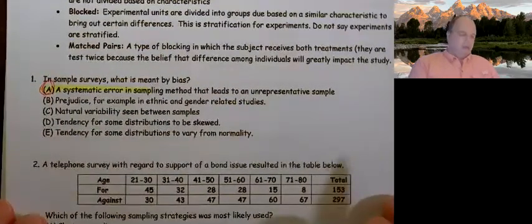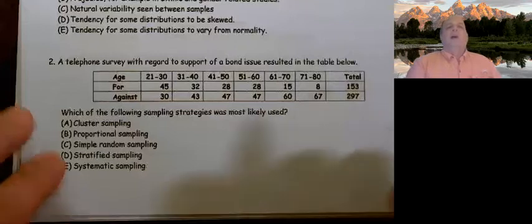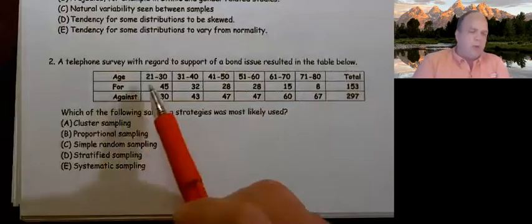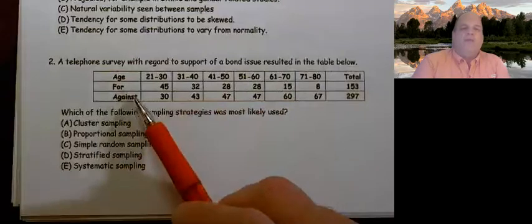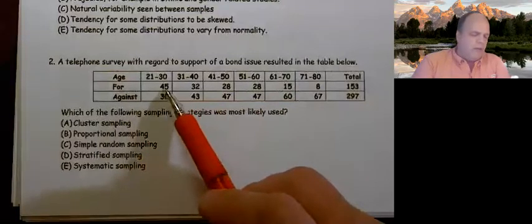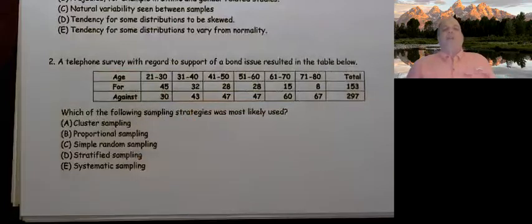All right, part 2, question 2. A telephone survey with regard to support of a bond issue resulted in the table below. Well, we have the table and it's broken down by age category. And then we have how they voted for and against. So in 21 to 30-year-olds, we had 45 vote for it and 30 vote against. Which of the following sample strategies was most likely used?